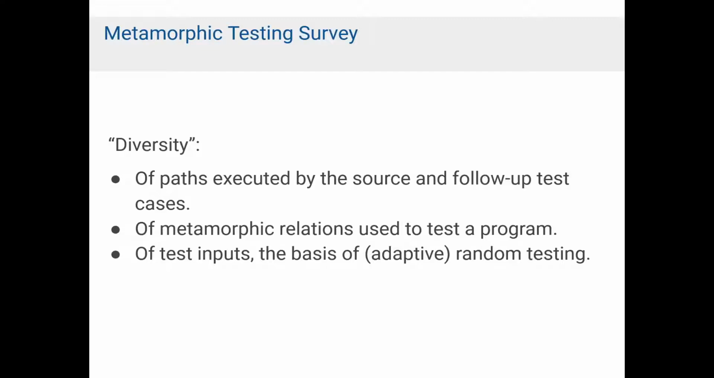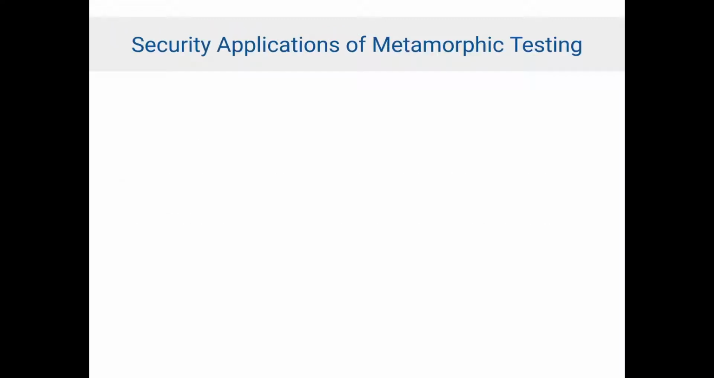And then finally, there's a concept of diversity of test case inputs, which is less of a metamorphic testing specific thing, but rather comes up all around testing in general, especially random testing.